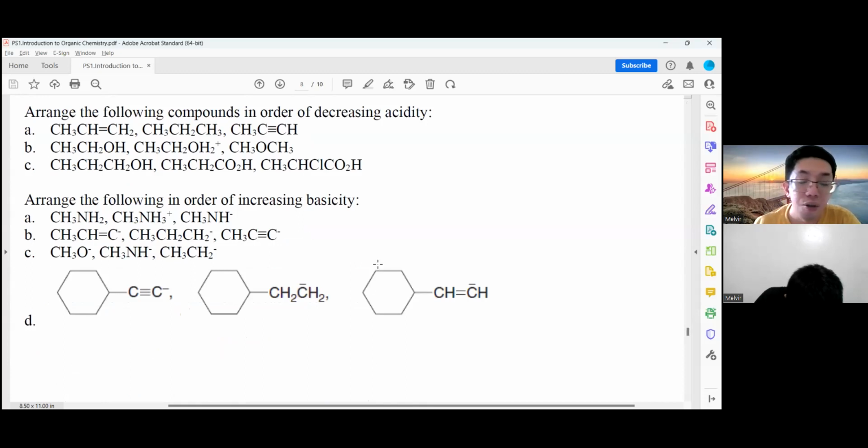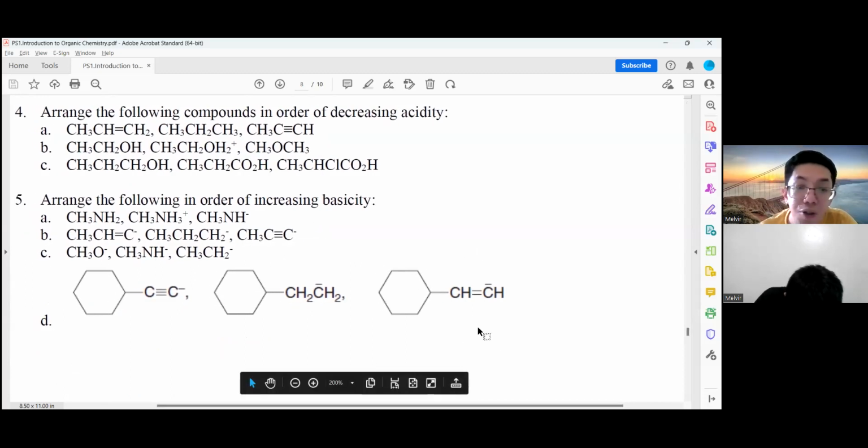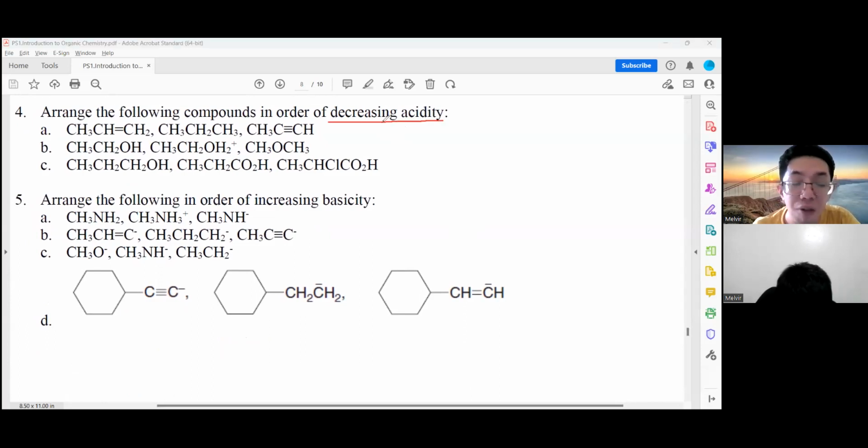So for number 4, Josh, arrange the following compounds in order of decreasing acidity. Please take note, Josh, ha? Decreasing acidity ang nakalagay dito. So you start first with the most acidic compound followed by the intermediate acidity, then the least acidic. Kasi decreasing acidity eh.